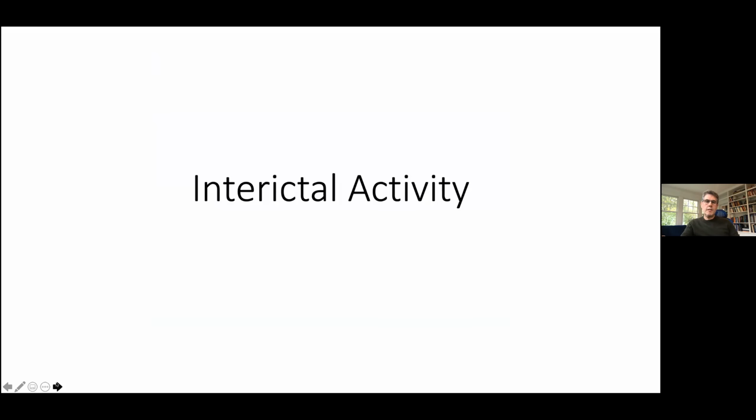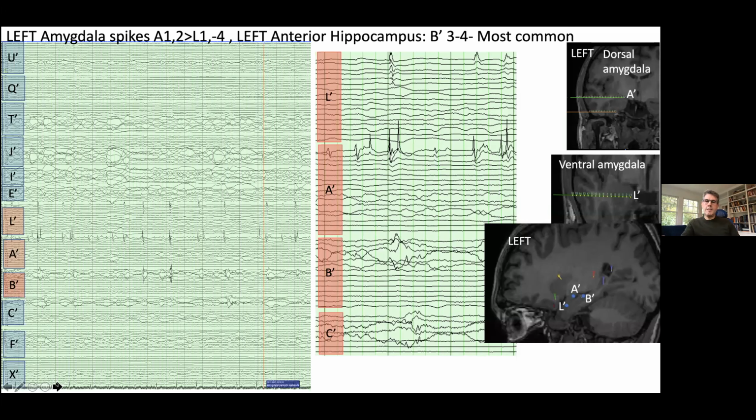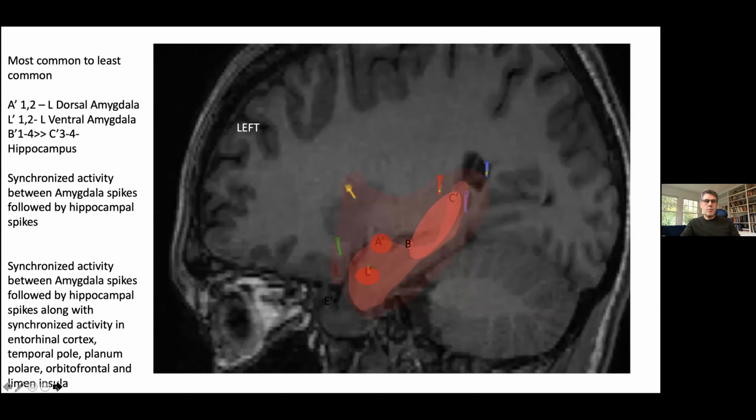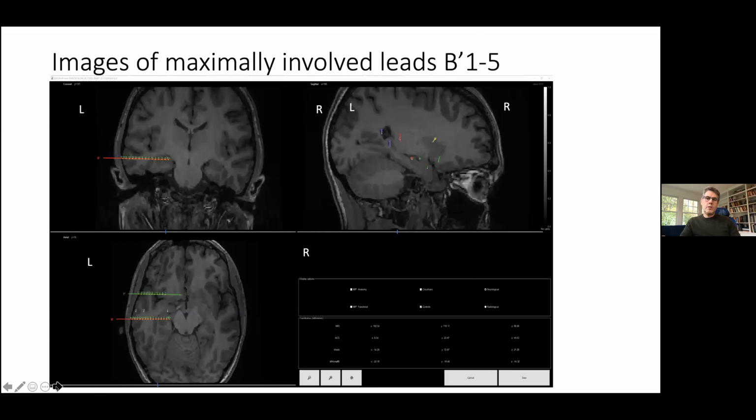The interictal activity of this SEEG reveals the presence of frequent spikes in the amygdala, in two different regions of the amygdala, with less frequent spikes in the head of the hippocampus. This is the conclusion of our interictal activity. Most of the spikes were coming from the amygdala with some interictal spiking in the mesial structures of the temporal lobe. And the ictal location was, let me show here.